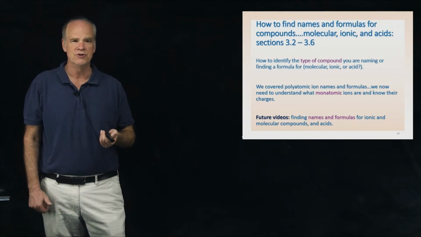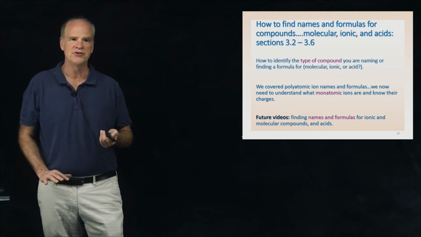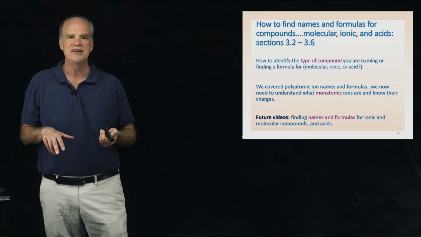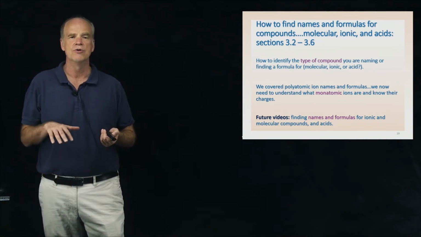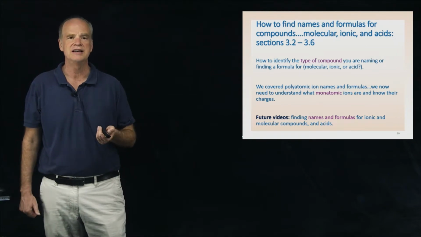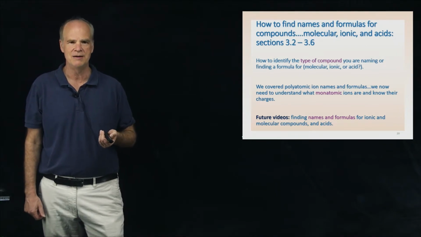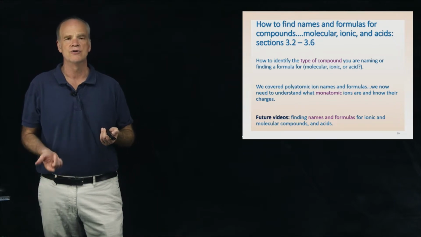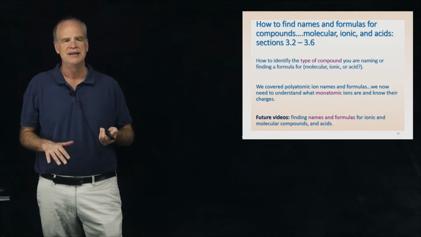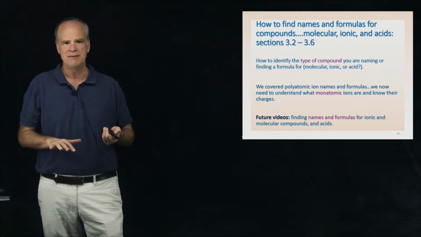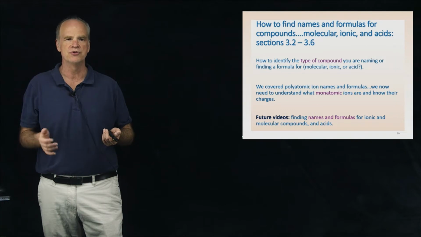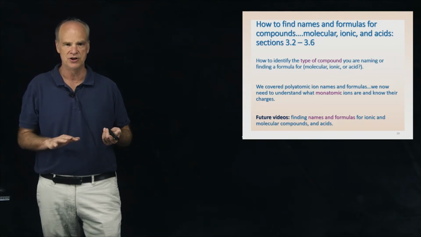And so before we get into the details of that, there are a couple of things that you need to know. So one thing you need to know is you're going to have to be able to look at a name or a formula for a compound and figure out what type of compound it is, whether it's a molecular compound, an ionic compound, or an acid. And the reason you have to do that is because these different types of compounds have different rules to define names for them or define formulas for them. So we have to go over that.